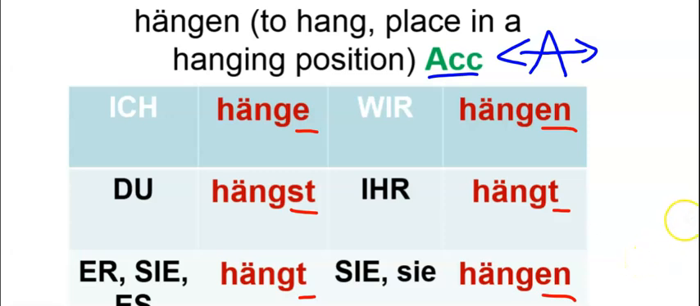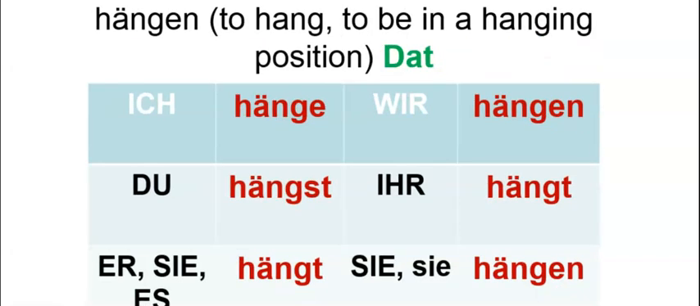We have a few other verbs. So we have hängen and hängen. Hängen, to hang or to place in a hanging position, is the accusative case, because you're doing it, or someone's hanging something. Ich hänge, du hängst, sie, es hängt, wir hängen, ihr hängt, sie hängen. Hängen could also be the dative case, which is if it's already hanging there, like it hangs there. There it is. It's located there, right? The artwork is on the wall. The magnet is on the refrigerator door.